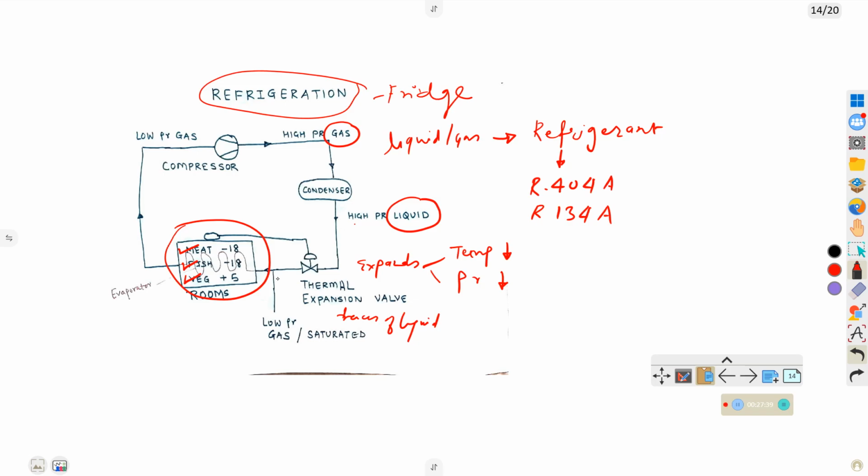From there, heat exchange is going on in the evaporator. So whatever liquid is there is converted into gas. The outlet is low pressure gas. Again this low pressure gas is compressed and converted into high pressure. This is the continuous cycle.